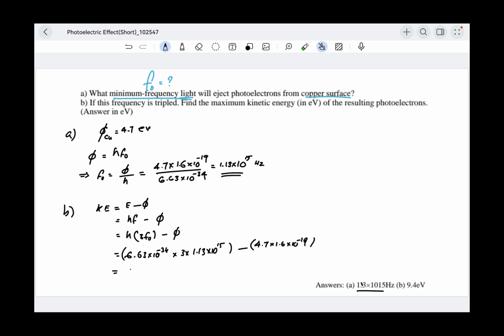Use the calculator and find the answer. The answer is around 1.5 times 10 to the power of minus 18 joule. But they are asking to find the answer in electron volts. So just divide the number, that 1.5 times 10 to the power of minus 18, by the charge of an electron, that is 1.6 times 10 to the power of minus 19. The answer is 9.4 electron volt.